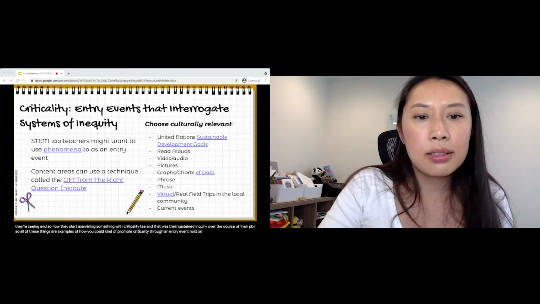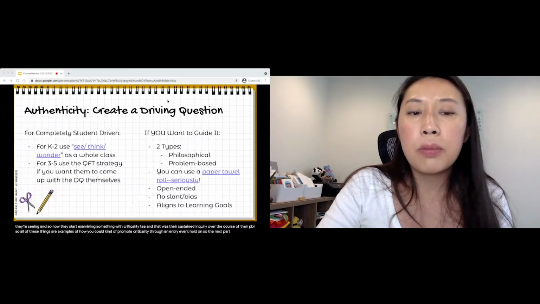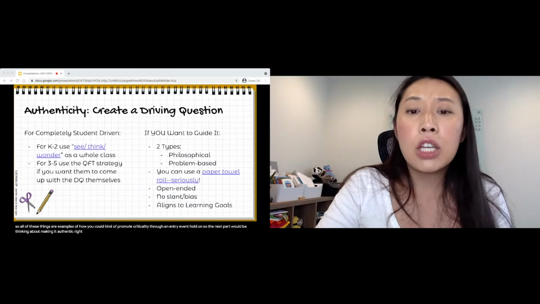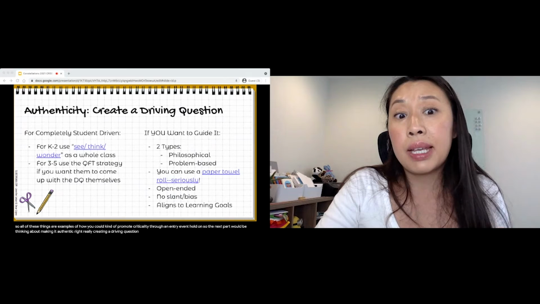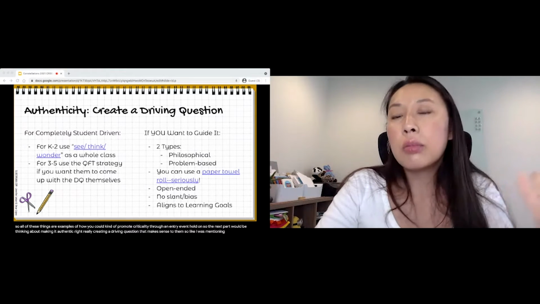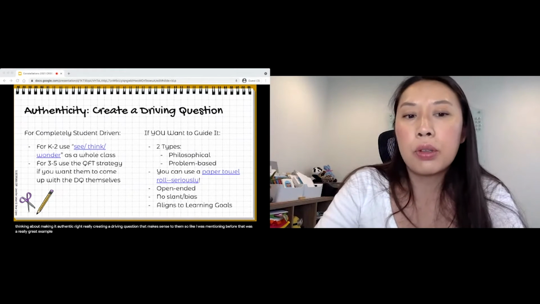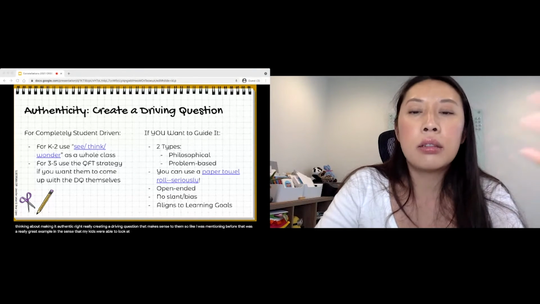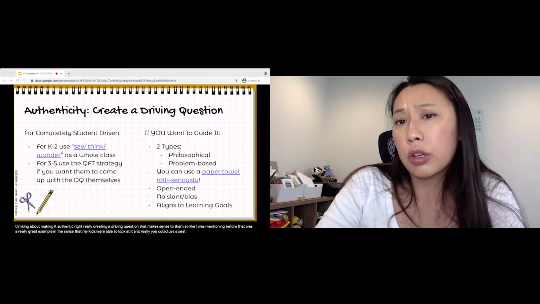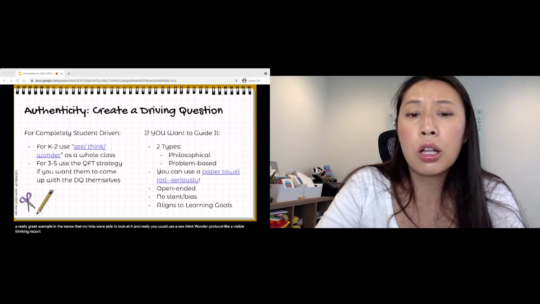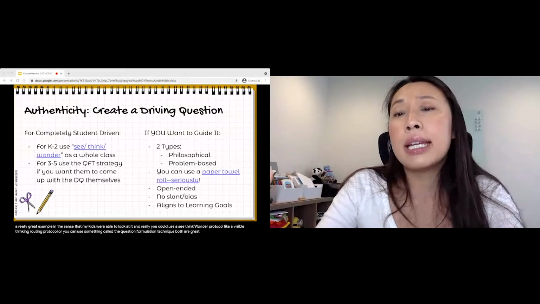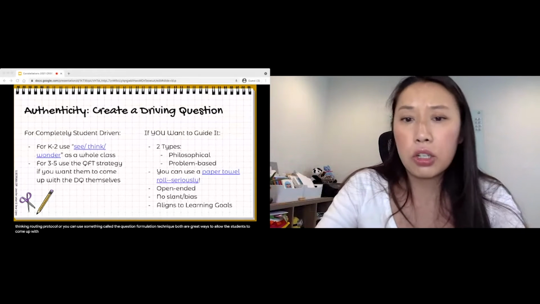So the next part would be thinking about making it authentic, really creating a driving question that makes sense to them. Like I was mentioning before, that was a really great example in the sense that my kids were able to look at it and, you could use the See, Think, Wonder protocol, a visible thinking protocol, or you can use something called the Question Formulation Technique. Both are great ways to allow the students to come up with the question.